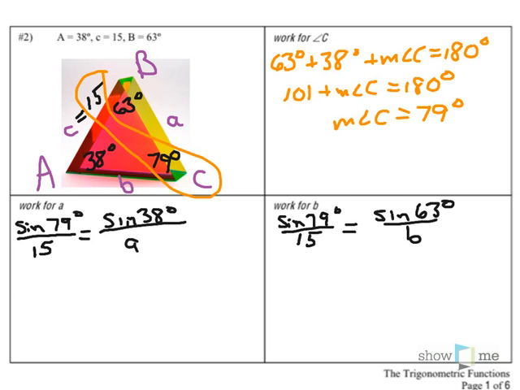Notice the relationships once again. You take sine of an angle over its opposite side, and you can set it equal to sine of a different angle over its opposite side. Notice in each of our equations there's only one variable, which means we can solve it.